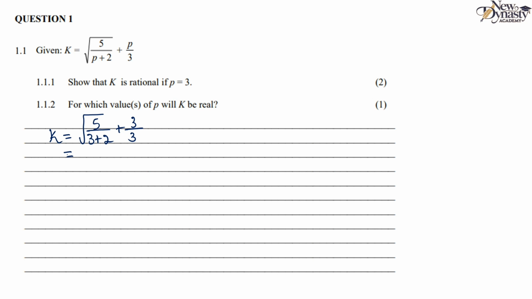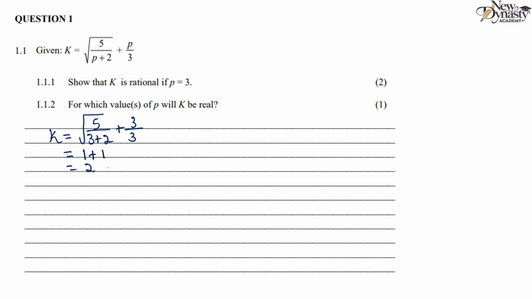We've got 5 over 3 plus 2, which is 5. So that is going to be 5 over 5, and the square root of 5 over 5, and 5 over 5 is 1. So the square root of 1 is 1. And 3 over 3, that is also 1. So our answer is going to be 2 here.